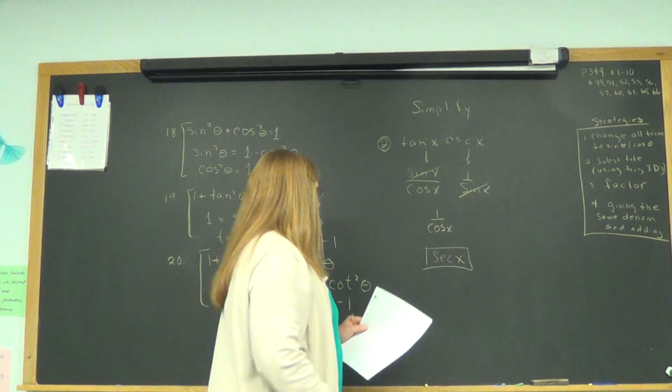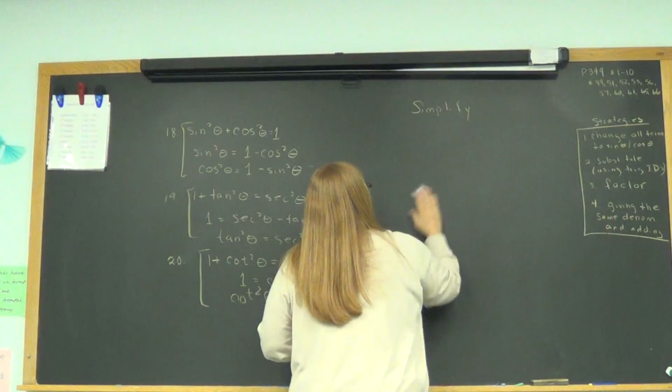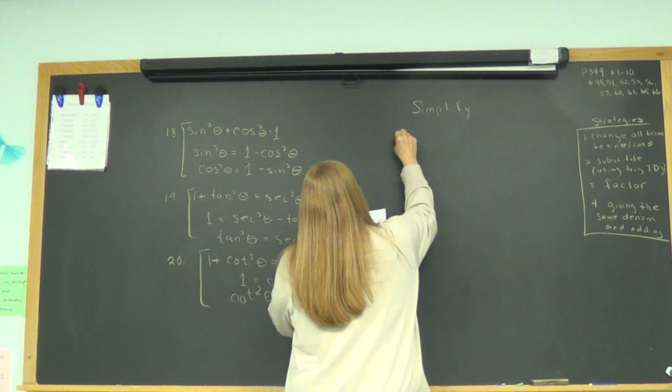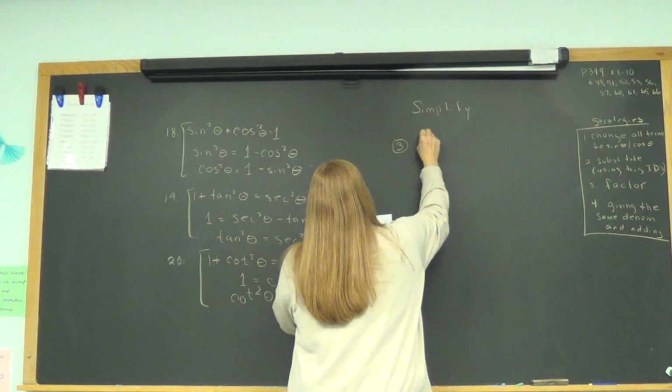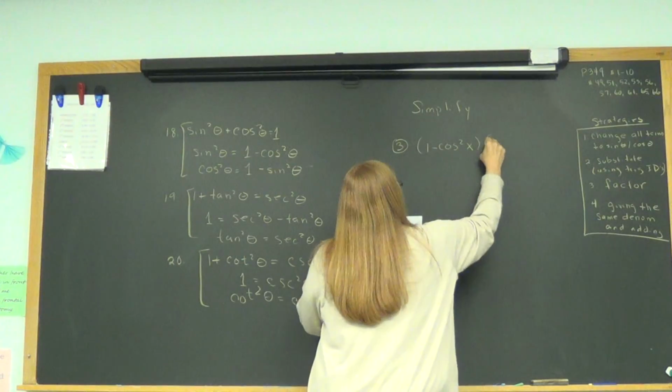All right, we'll do a third. And if I'm going too fast, stop the video and get it all down. 1 minus cosine squared x times cosecant x.